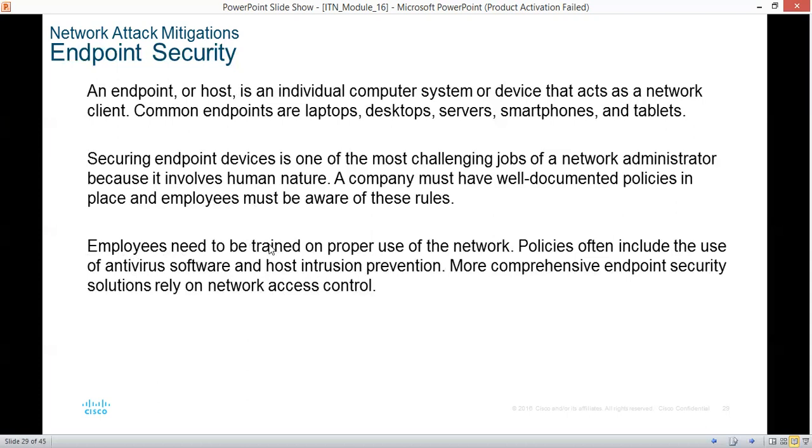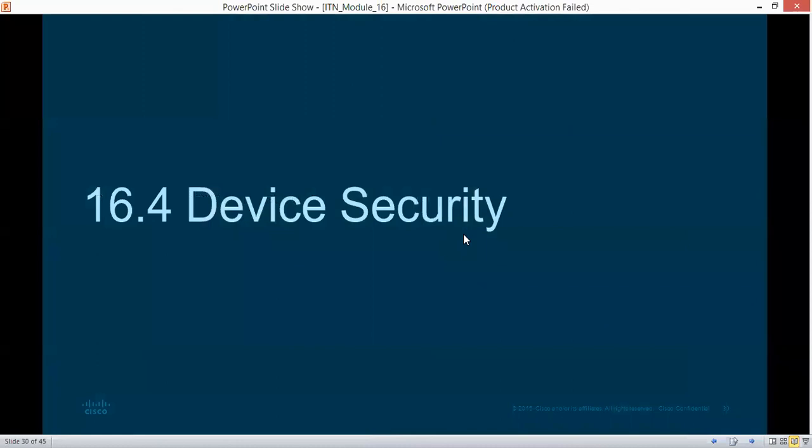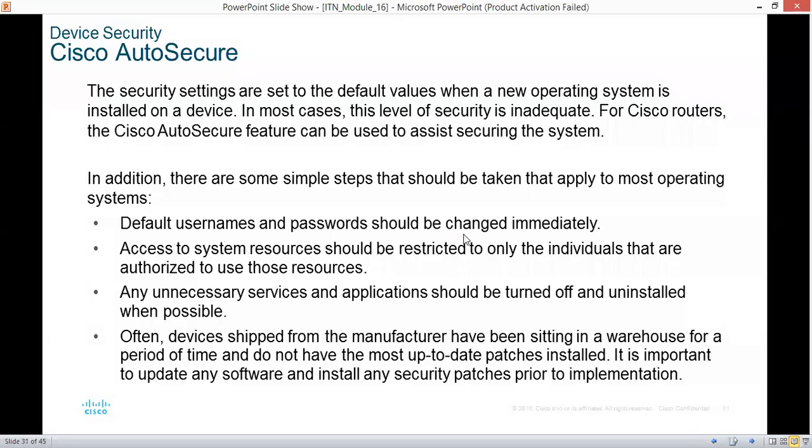Employees need to be trained on proper use of the network policies, which often include the use of antivirus software and host intrusion prevention. More comprehensive endpoint security solutions rely on network access control. While you're doing this, you need to also educate the users so that they will know the kind of policies you have on your network. So device security, the Cisco AutoSecure: the security settings are set to the default values when a new operating system is installed on the device.